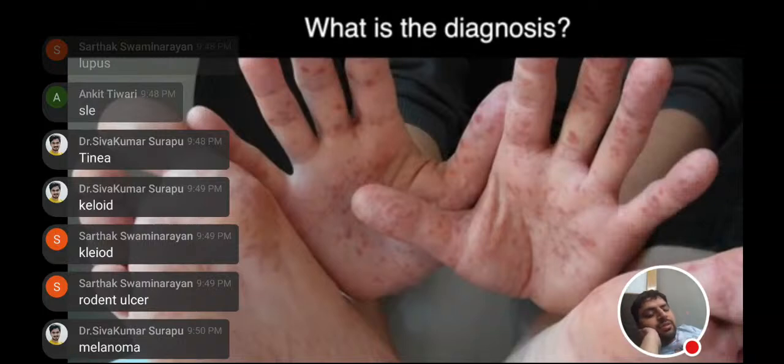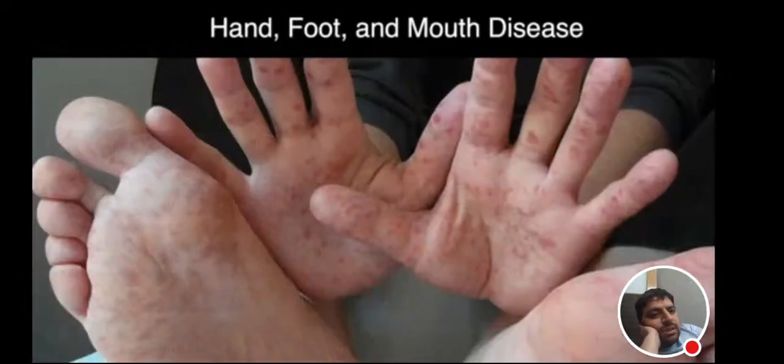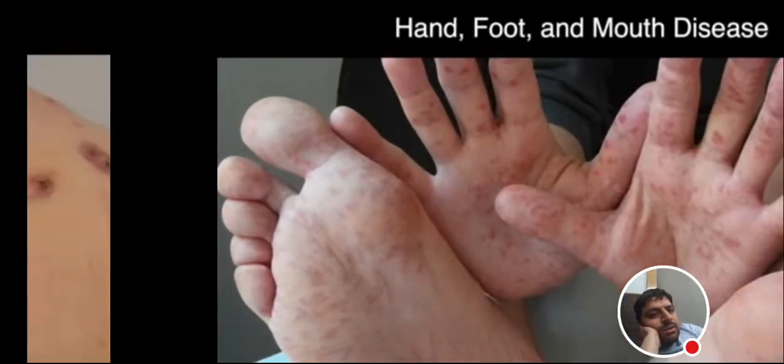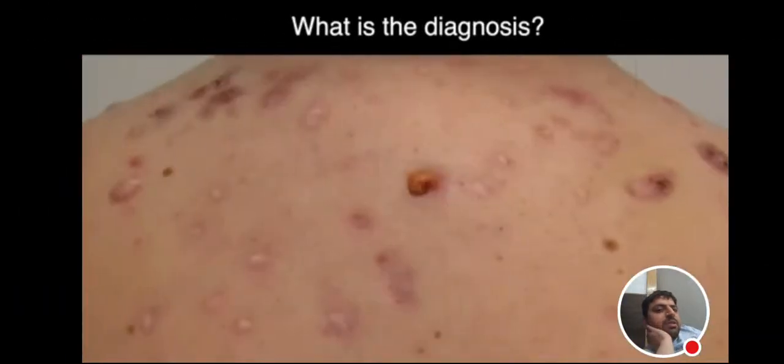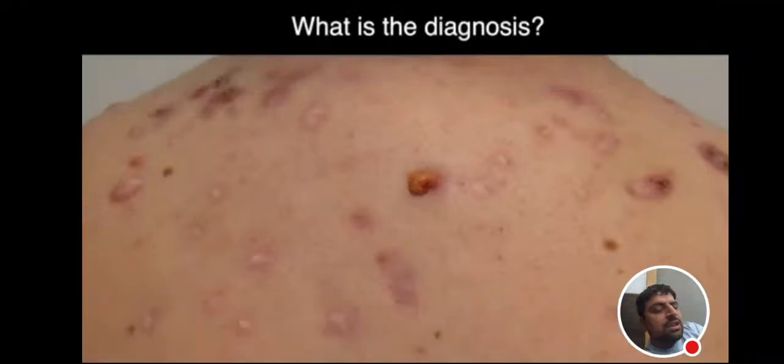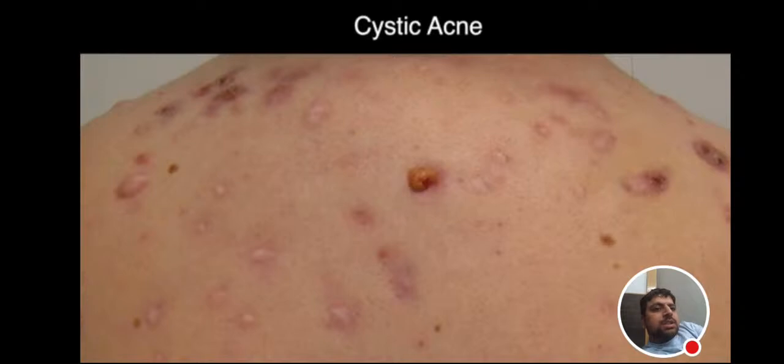This is a case of hand, foot, and mouth disease. Okay. What is the diagnosis here? 10 seconds in your hands. Try to answer in the comment box. I want to finish this session very fast because your exam is near. That's why I don't want to waste anybody's time. So this is a case of acne, cystic acne.